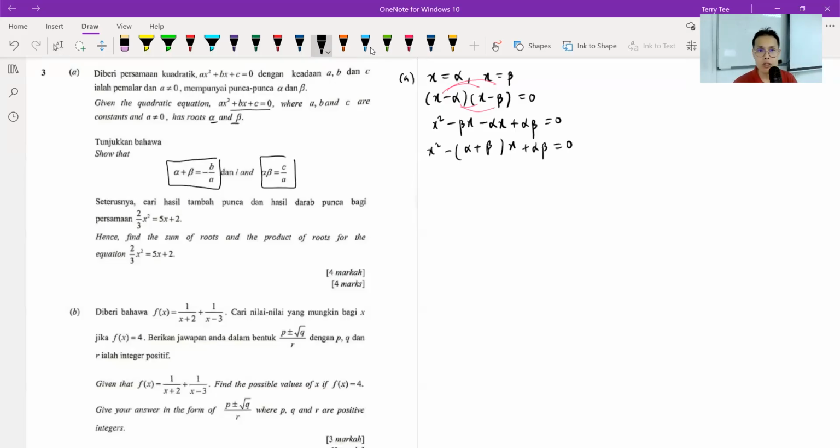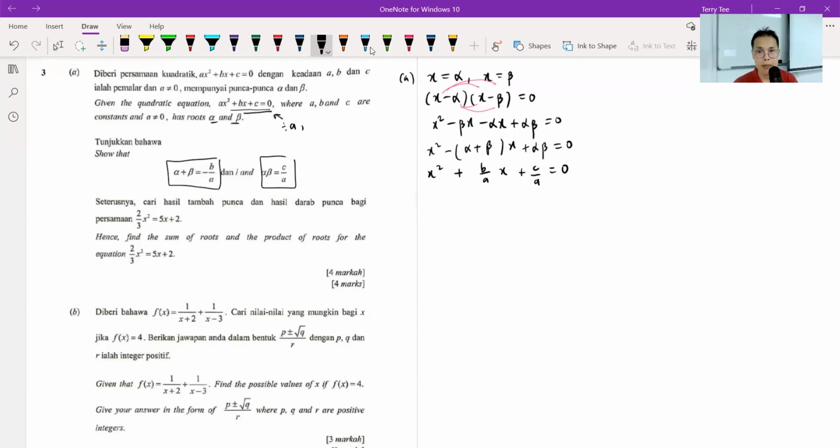And what we want to do is compare with this quadratic equation that you're given, ax squared plus bx plus c. But for this equation, we should divide by a. As I divide by a, you will get x squared, then b over a, positive b over a, and then c also divided by a. The result is 0. So by comparing them, we will be able to find alpha and beta.